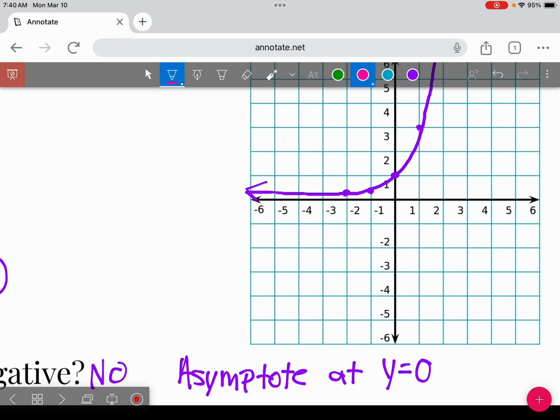What the asymptote gives us is this kind of invisible wall right here that it cannot cross. And when it comes time for us to graph asymptotes, that's exactly how we'll graph them, as dotted lines, which we will do tomorrow for sure.